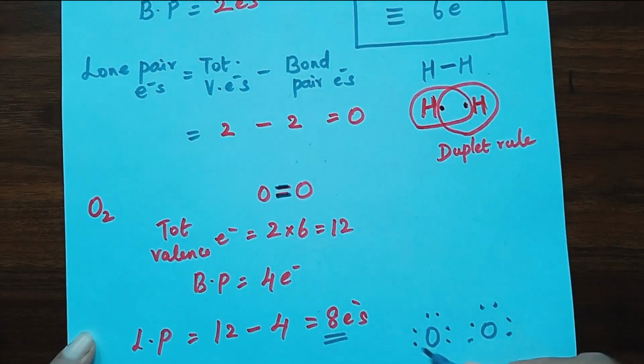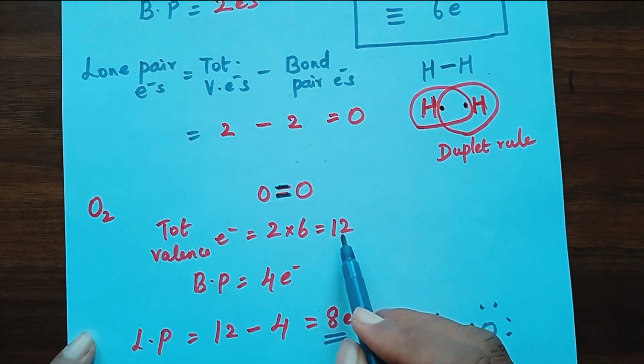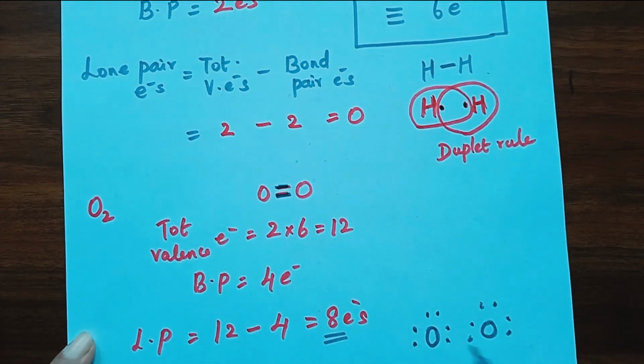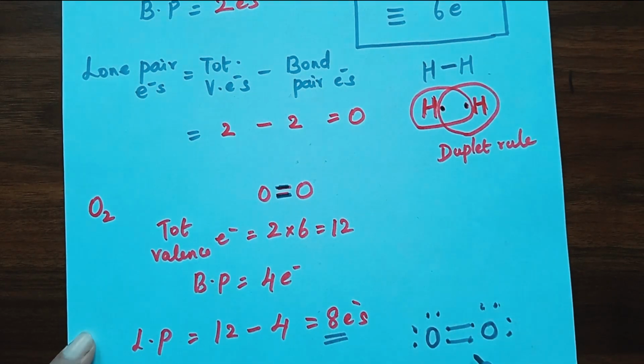Now we see the dot structure for O2. Oxygen has 6 valence electrons: 1, 2, 3, 4, 5, 6. Another oxygen: 1, 2, 3, 4, 5, 6. These two will form a double bond. So we count the lone pair of electrons: 1, 2, 3, 4, 5, 6, 7, 8. So there are 8 lone pair electrons in O2, and this oxygen will attain the octet rule, and this oxygen also will attain the octet rule. This is the dot structure representation of O2.